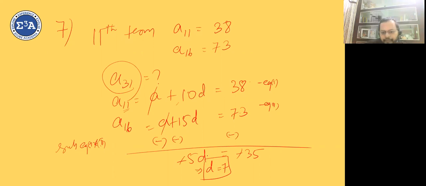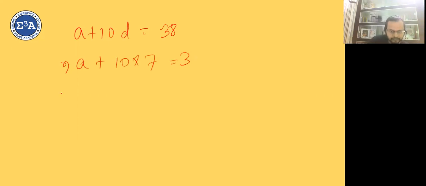So put this d in any of these to find out a. Let's say I'm putting it in this equation, equation 1. I'll just write it again. a plus 10d is equal to 38. d has come 7. So a plus 10 into 7 is equal to 38. a is equal to 38 minus 70. This will be equal to minus 32. a is equal to minus 32.